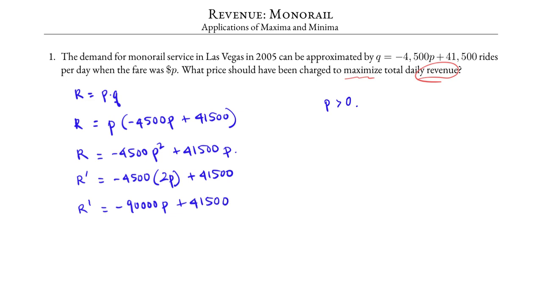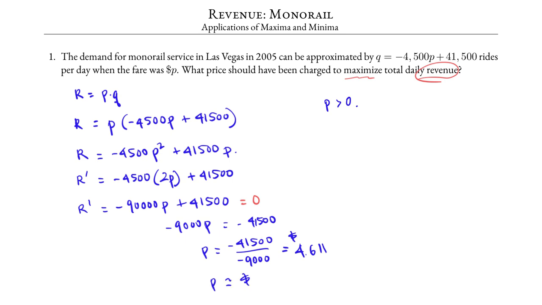To find the critical point, we set the derivative equal to 0 and we solve for P. Negative 9,000P equals negative 41,500. And so P equals negative 41,500 divided by negative 9,000. And this will give us 4.611, or we round it to $4.61.